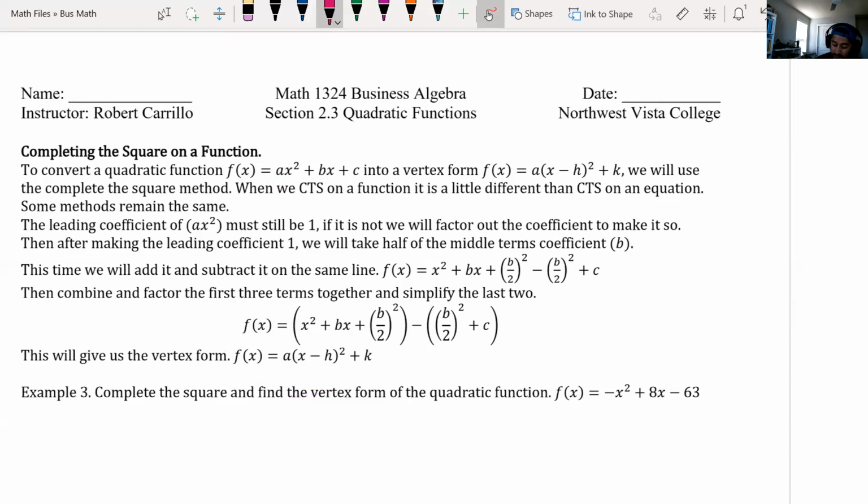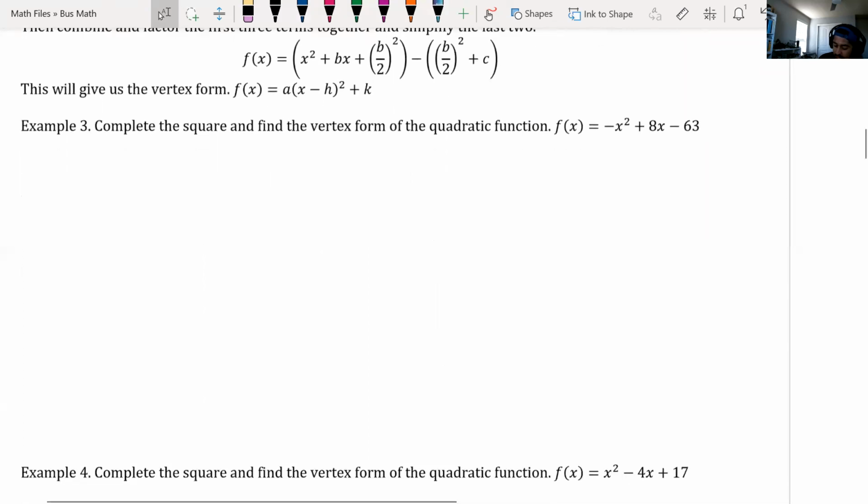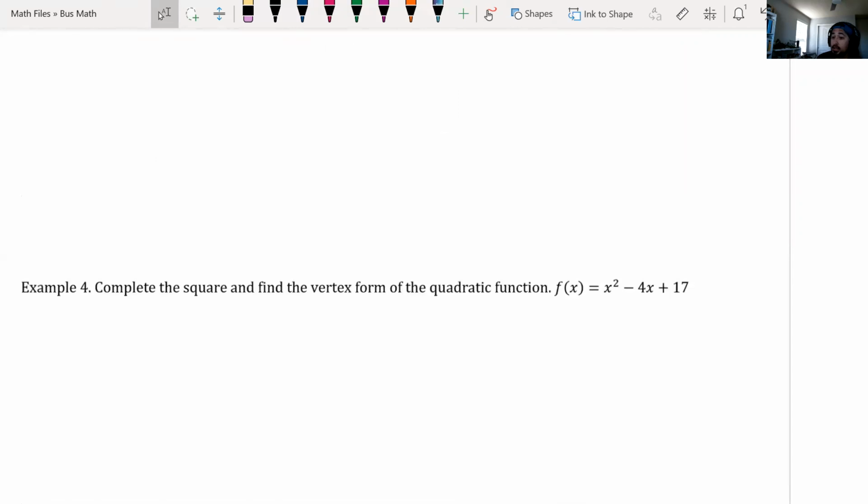Okay, so I'll show you how to work this. All right. So we'll skip example 3 for now because that one's a little tricky, but we'll go to example 4, which is perfect. Complete the square and find the vertex form of the quadratic function x squared minus 4x plus 17. Okay, so if you notice, this already has the perfect form. We have a leading coefficient of 1. That's perfect, which means we are all set to complete the square.